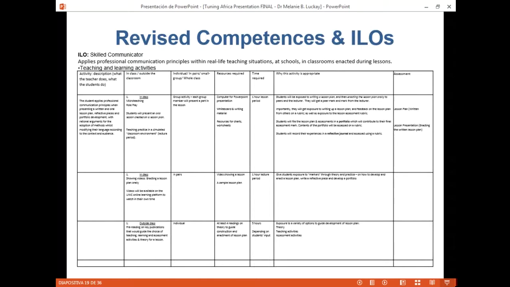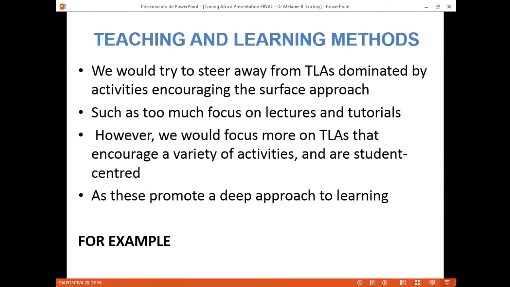Now, through the Tuning Africa, we were able to... I just wanted to give this as a small example of how this was a competence, applies practical communication principles, and then basically write down everything that we wanted them to do in class, right? And outside of the class. And these are different activities, the resources that we'd use, the time periods, and what we would be doing, and possibilities of assessment. So there was a lot of reflection and thinking about how we're going to actually do this, and recording, because everything has to be recorded if you're going to work with a group of people.